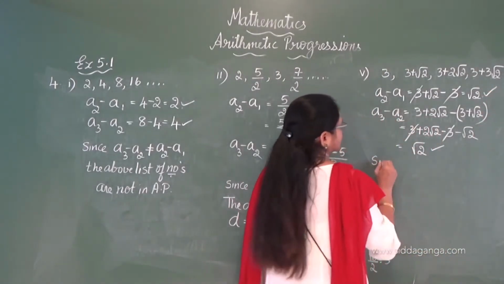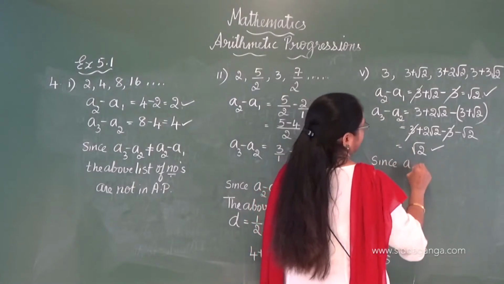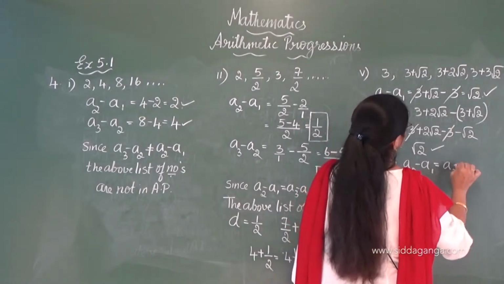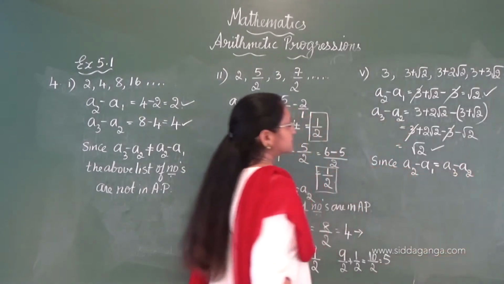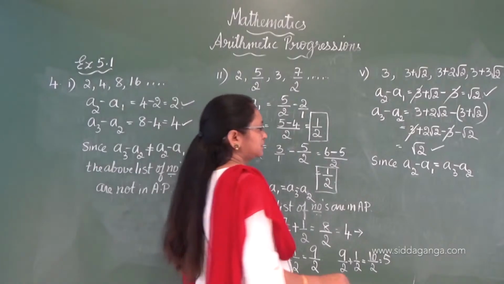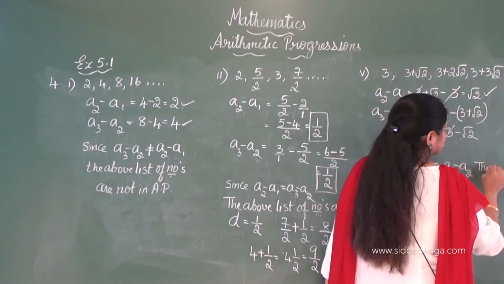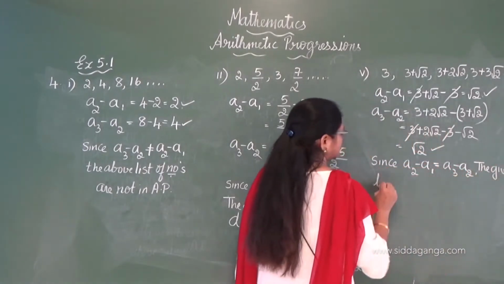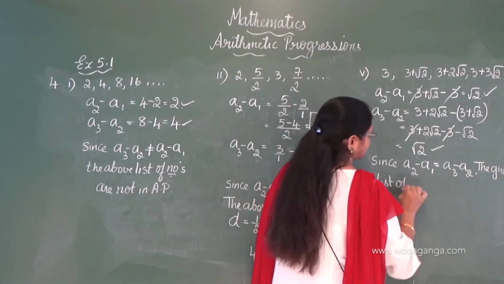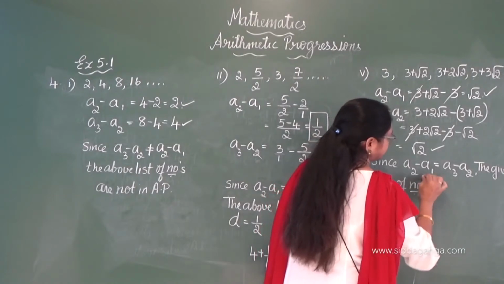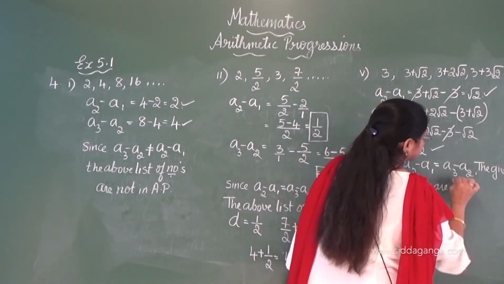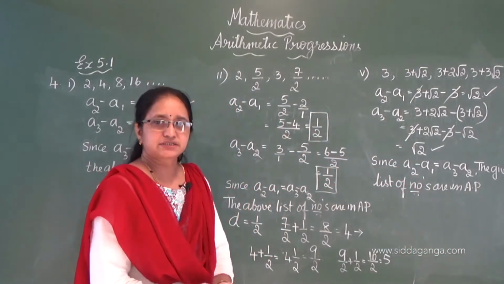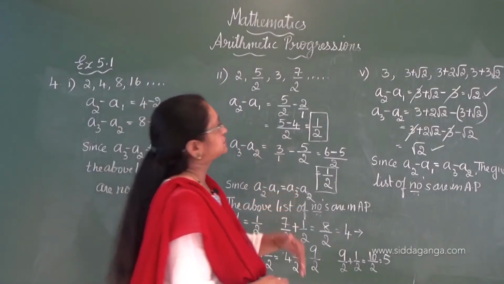Therefore, since a2 minus a1 is equal to a3 minus a2, they are equal. The given list of numbers are in AP. So what is the next step? You have to find out the next 3 terms.